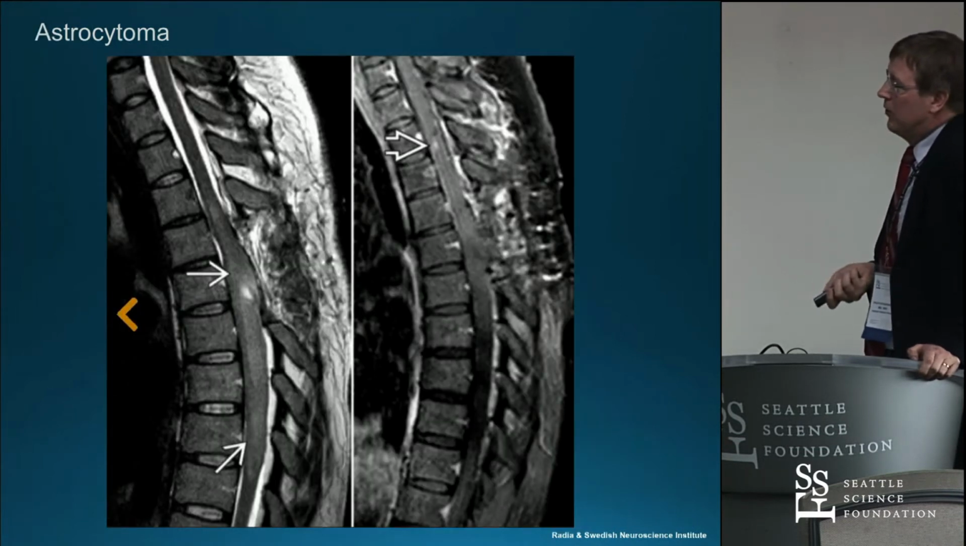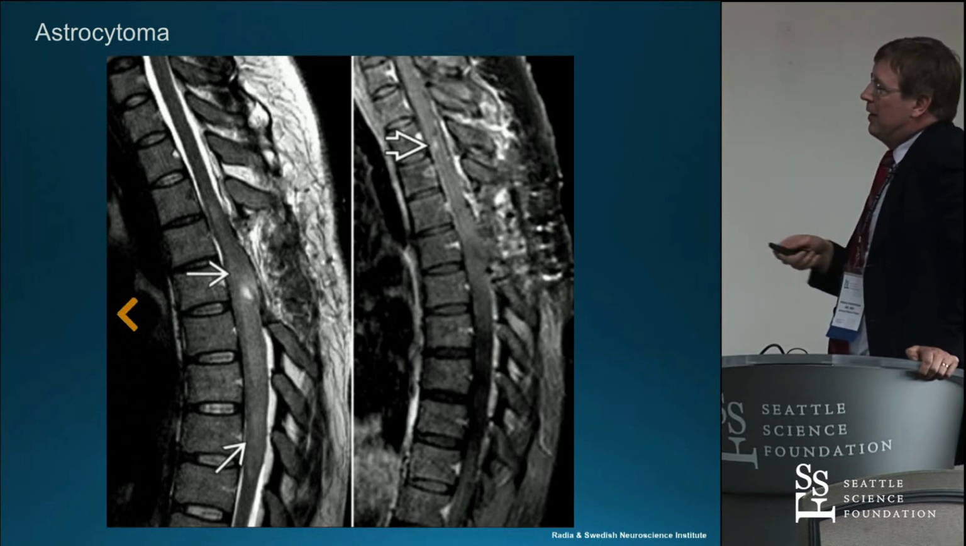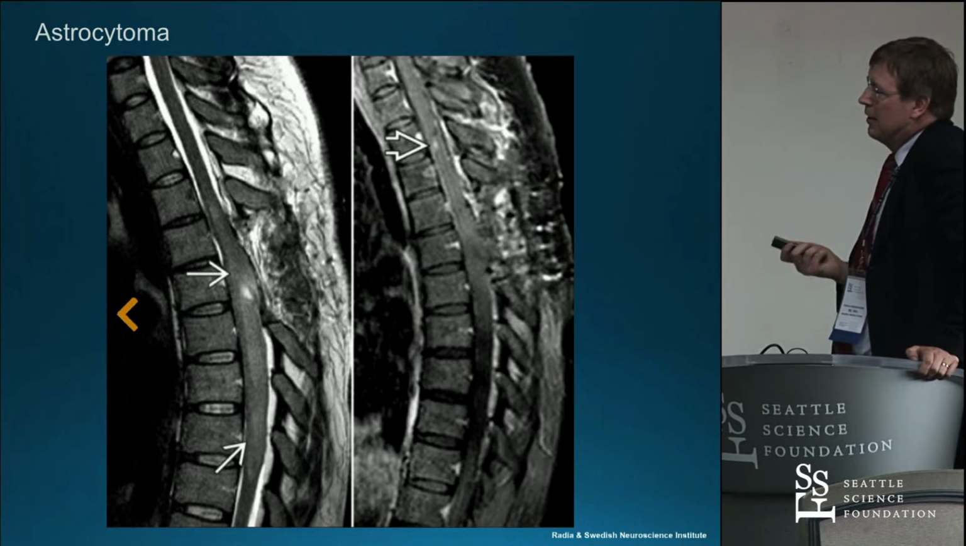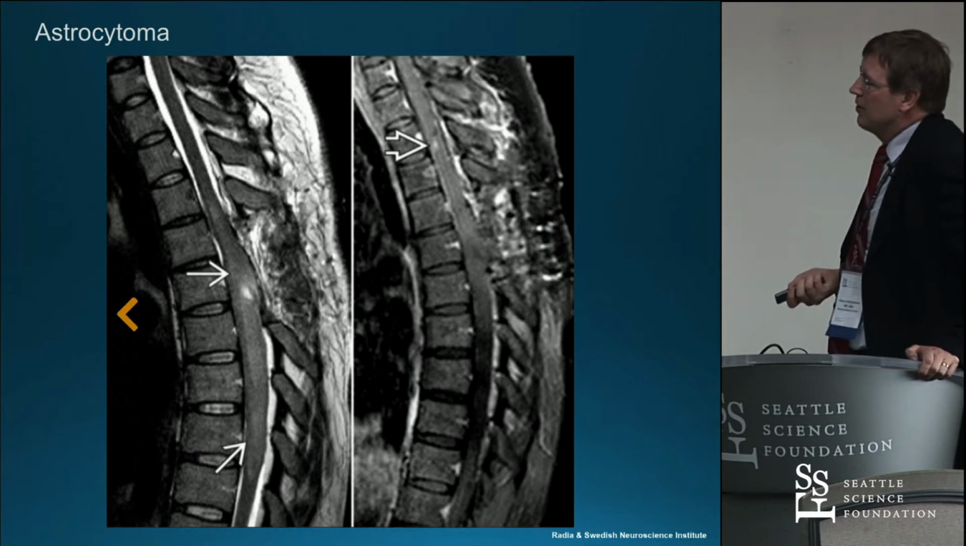While the astrocytoma on this image, you can see it's a lot more ill-defined, with an infiltrative pattern. The second image shows the enhancement. You can see very minimal focal enhancement considering the extent of the tumor, and it's more ill-defined. But both cases show that cord expansion. That's really the key feature.